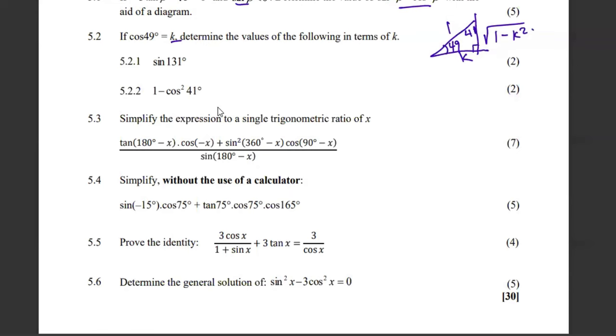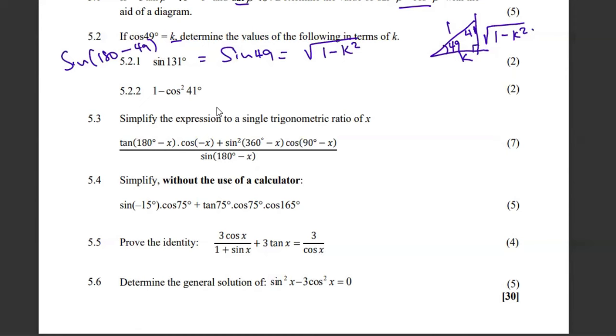All right, then they want us to get the sine of 131. So 131 is in quadrant number 2. So it's going to be the same as sine of 180 minus 49. When you reduce this, you only get a sine 49. Sine is opposite over hypotenuse, which means it's the square root of 1 minus k squared. And then 1 minus cos squared of 41.